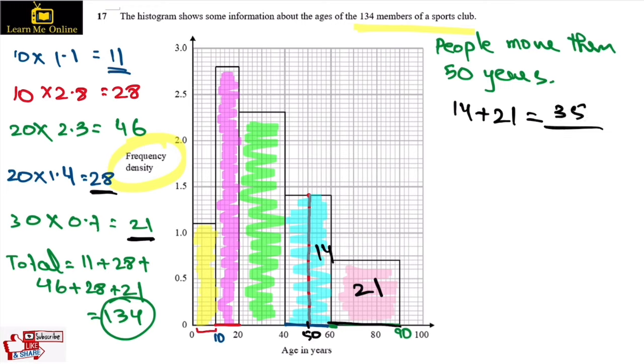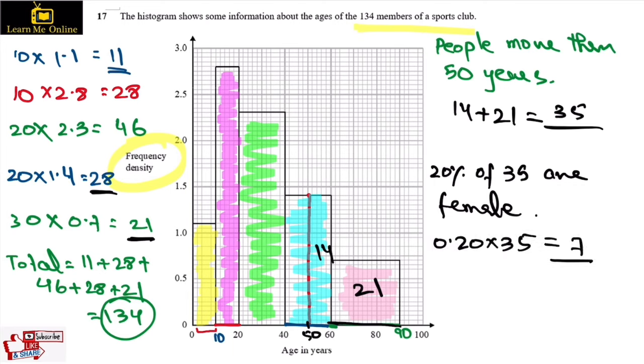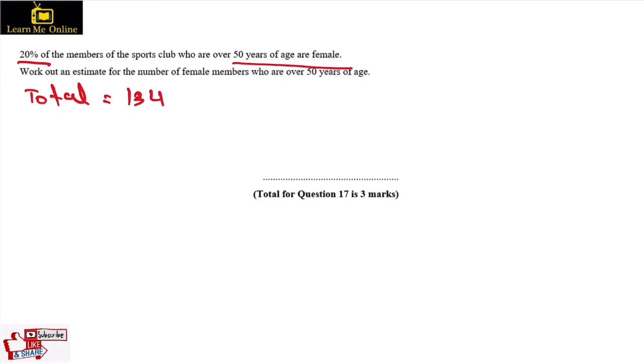And that would be 35. So once we know that these are 35, now we're going to find out 20% of them are the female. So 20% of 35 are female. Finding the 20% of 35, you do 0.20 times 35, and that would be 7. So 7 females are above 50 years old.